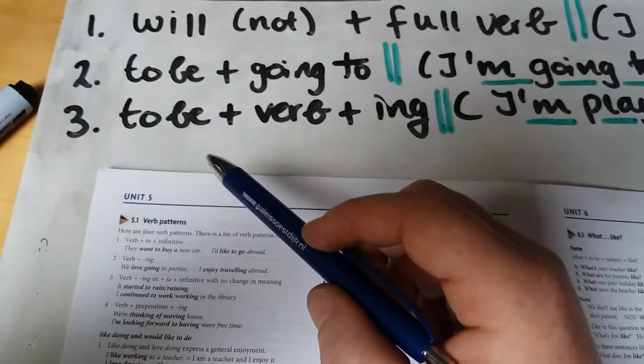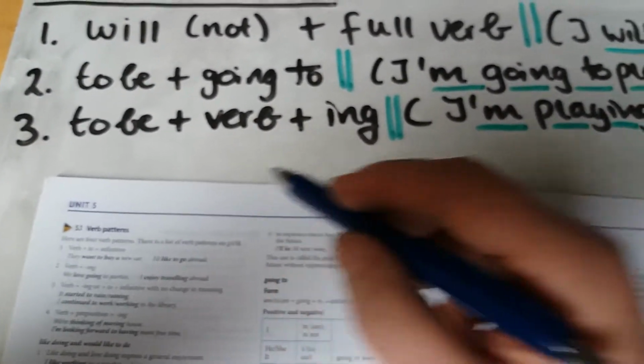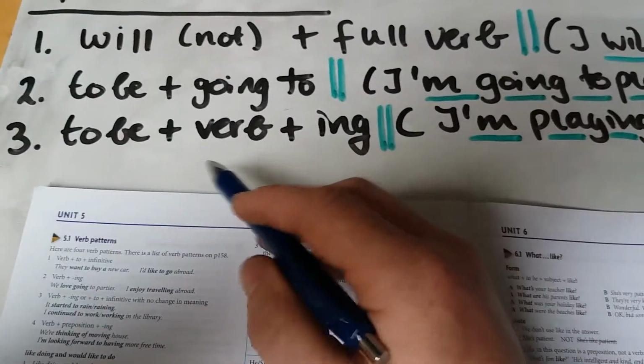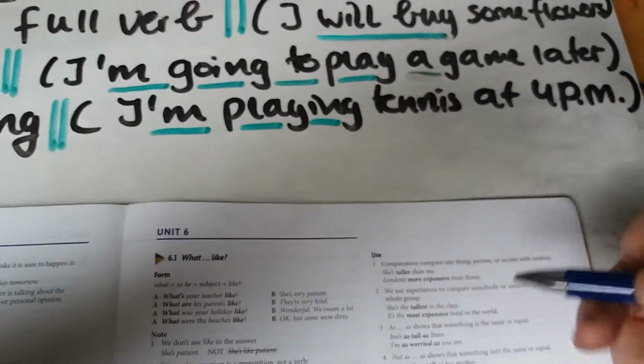The third one is to be plus the verb plus ing, which we call the present continuous. I am, a form of to be. I am, play, the verb, plus ing. I am playing tennis at 4 p.m. So that's in the afternoon, 4 p.m.